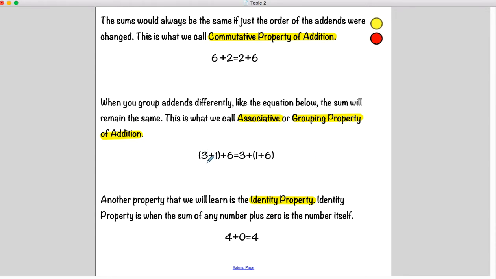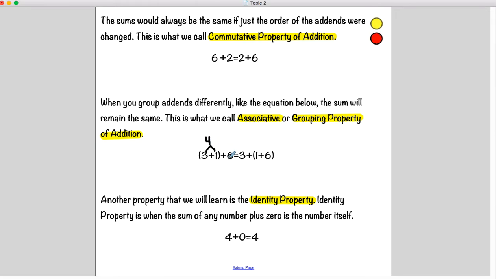So if I had 3 plus 1, and they were talking to each other. By the way, anytime you see parentheses, solve those first. If I have 3 plus 1, I know that's going to be 4, okay?